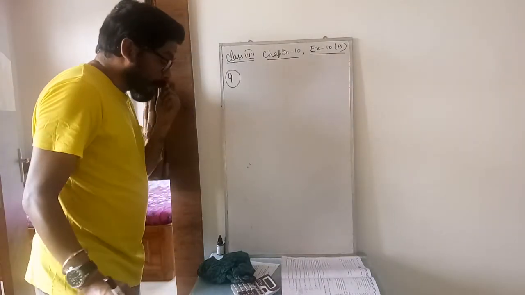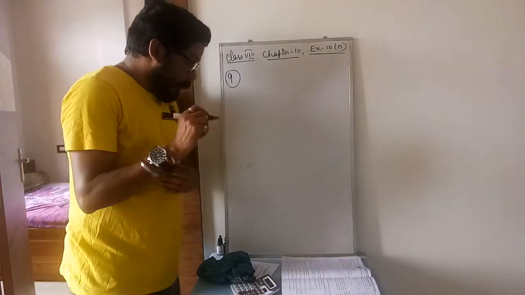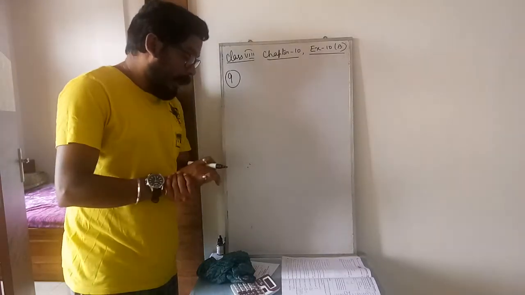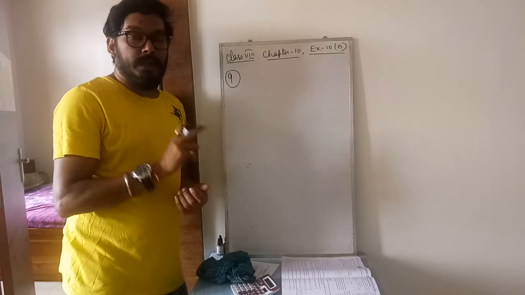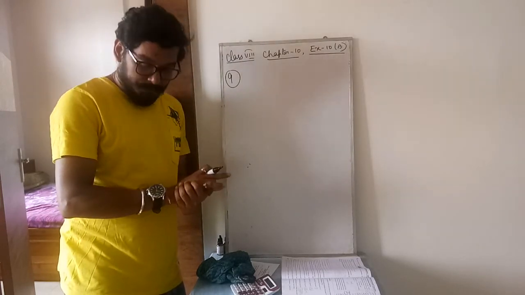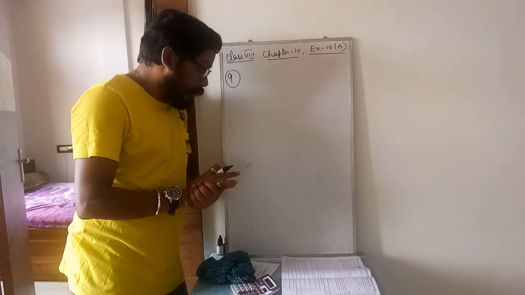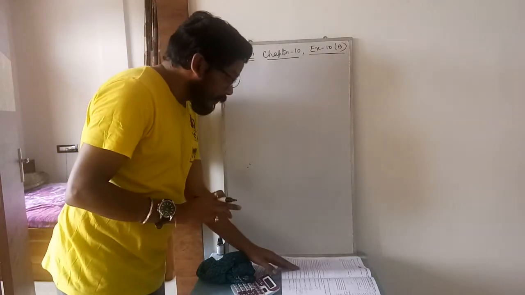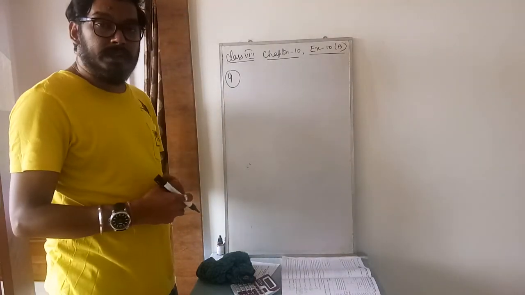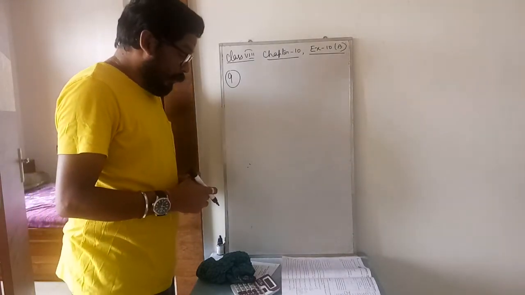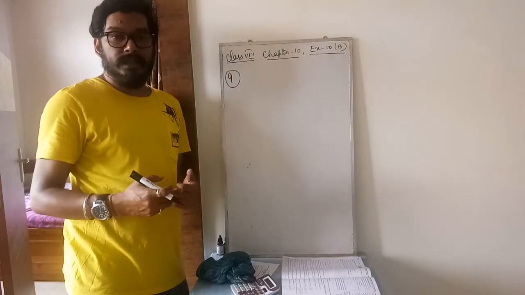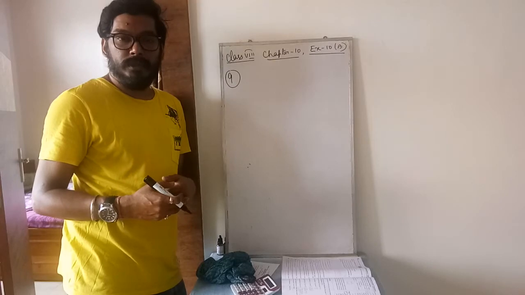Question number 9. What did they say? Working 4 hours a day, Savitri can type a manuscript in 15 days. Per day she worked for 4 hours and finished the job in 15 days. Now you have to find out how many hours she has to work to finish the job in 10 days. So now days is less, so she has to work more hours.